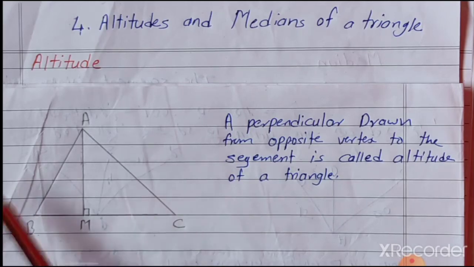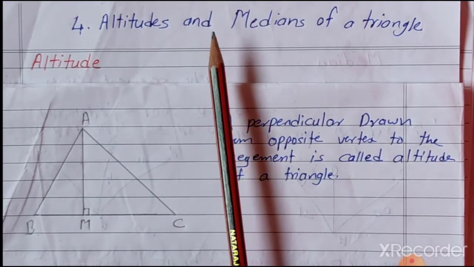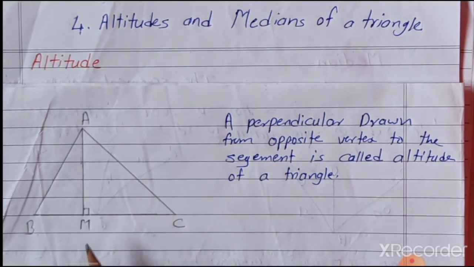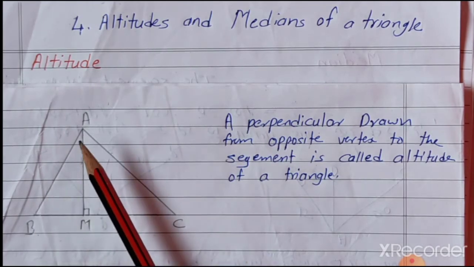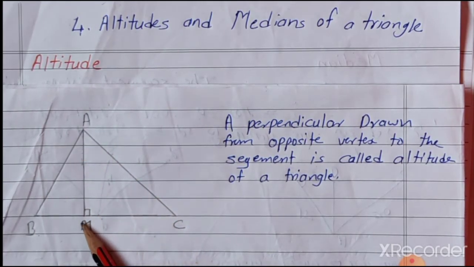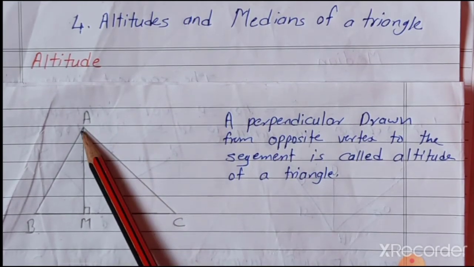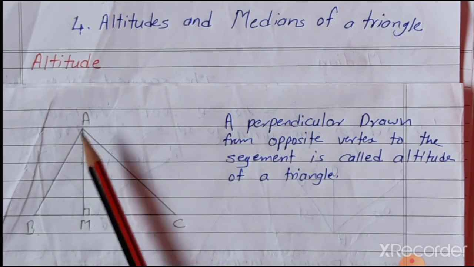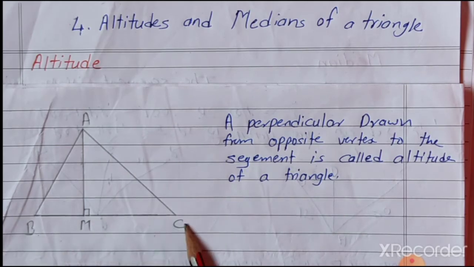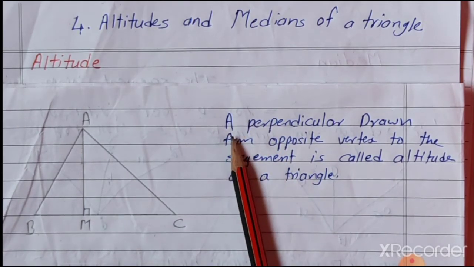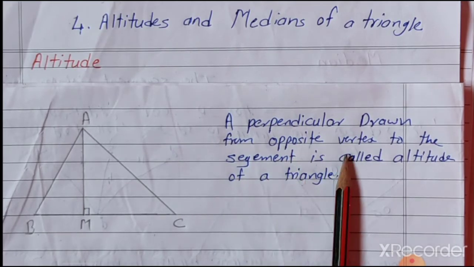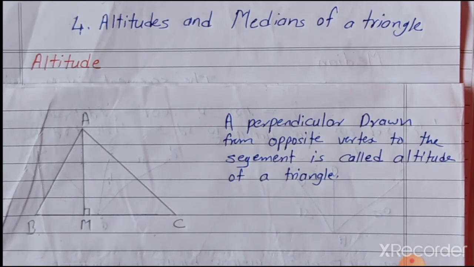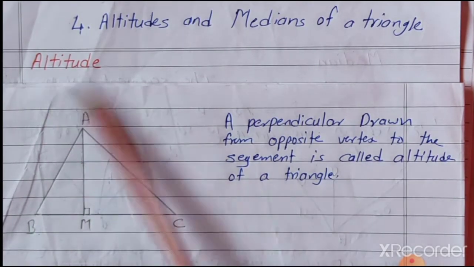Students, today we are studying chapter number 4, altitudes and medians of a triangle from standard 8. Let us see first the meaning of altitude. In this triangle ABC, this segment AM is a perpendicular drawn from this vertex A to the segment BC. So vertex A is the opposite vertex to segment BC. Therefore it is defined as a perpendicular drawn from the opposite vertex to the segment, and is called the altitude of a triangle. In this chapter we will construct altitudes and medians.